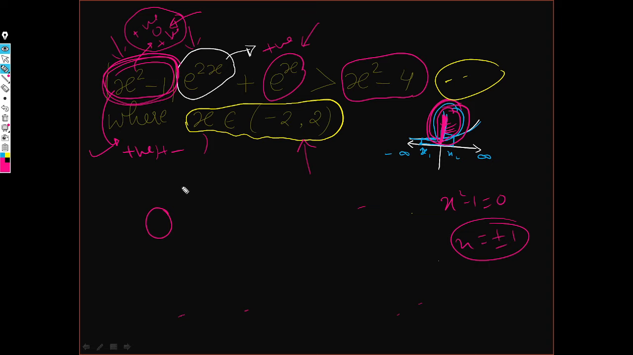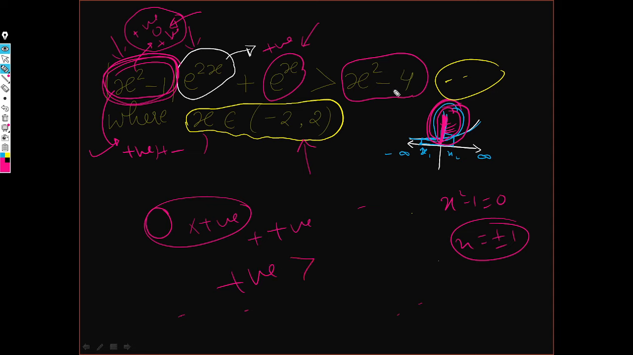Now if the value of x² - 1 is 0, then the modulus of x² - 1 is also 0. The other factor is a positive quantity, it can't be 0, because e to the power x, like any exponential function, never meets the x-axis. So 0 into positive makes 0, and here is a positive, as e to the power x is also positive. So overall, 0 plus positive is always positive.